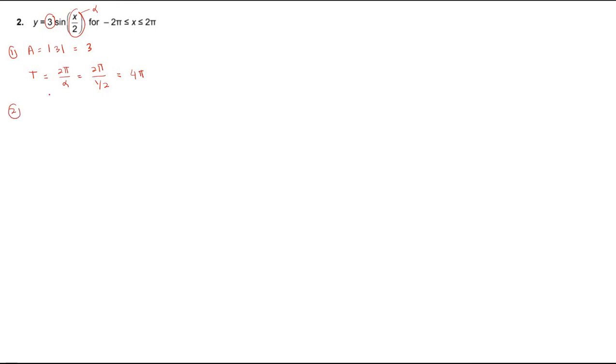Number 2, subinterval. Subinterval is period divided by 4. 4 pi divided by 4 equal to pi. Okay. And then for step 3 and step 4, we can plot and extend the graph. Okay, the graph is positive sine, and we will follow this shape.